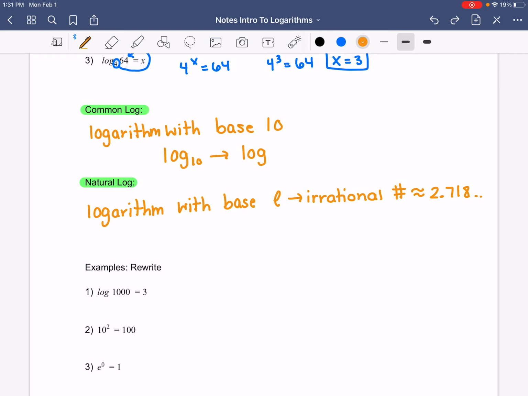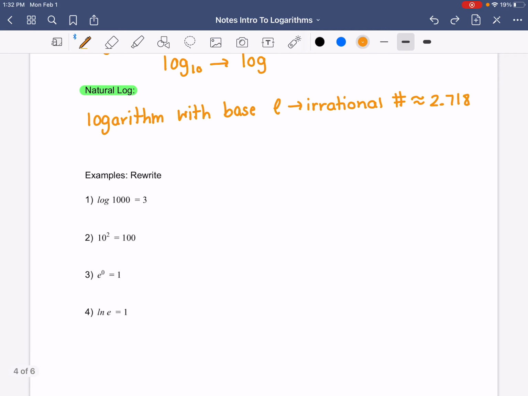It's like pi where it's irrational. It never ends. Pi comes from circles, right? The circumference divided by the diameter. The number e comes from, I believe, compound interest.